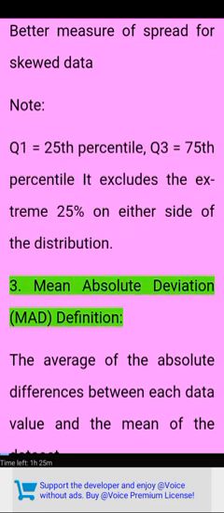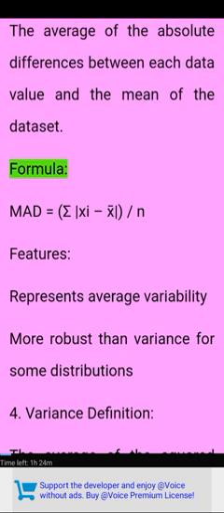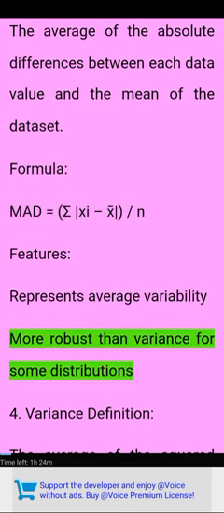3. Mean absolute deviation, MAD. Definition: The average of the absolute differences between each data value and the mean of the dataset. Formula: MAD equals sigma of absolute value of (x minus x bar) over n. Features: Represents average variability. More robust than variance for some distributions.